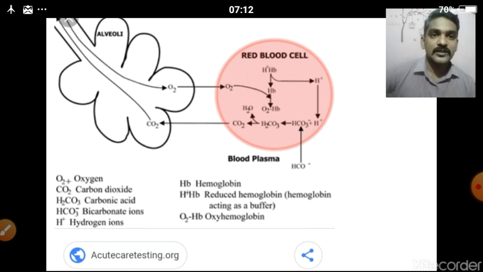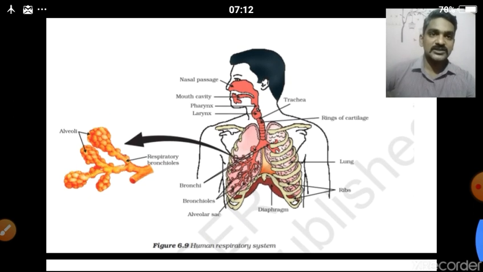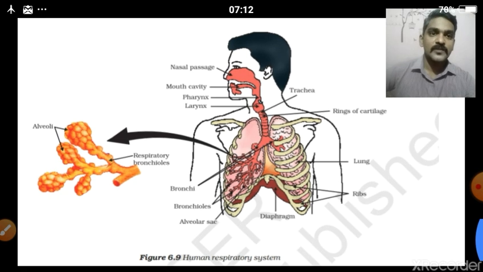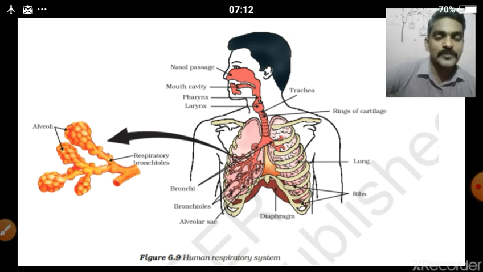So this is how the process of respiration takes place, how the respiratory system works. Now this is the overall respiratory process, the diagram given in your NCERT book. From the nasal passage through the pharynx and larynx, air enters the trachea, and from the trachea it reaches the bronchi and bronchioles and the alveoli. From the alveoli, the blood capillaries receive the oxygen and go to the tissues, and from the tissues they receive the carbon dioxide, which is transported again to the lungs to be exhaled. So this is the overall process of the human respiratory system.